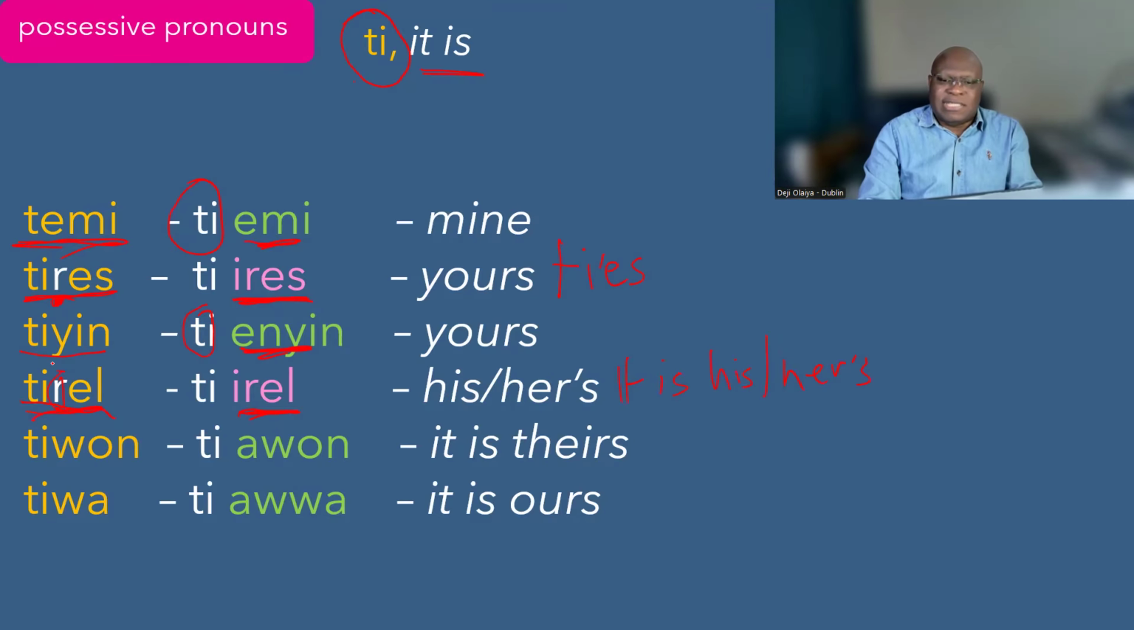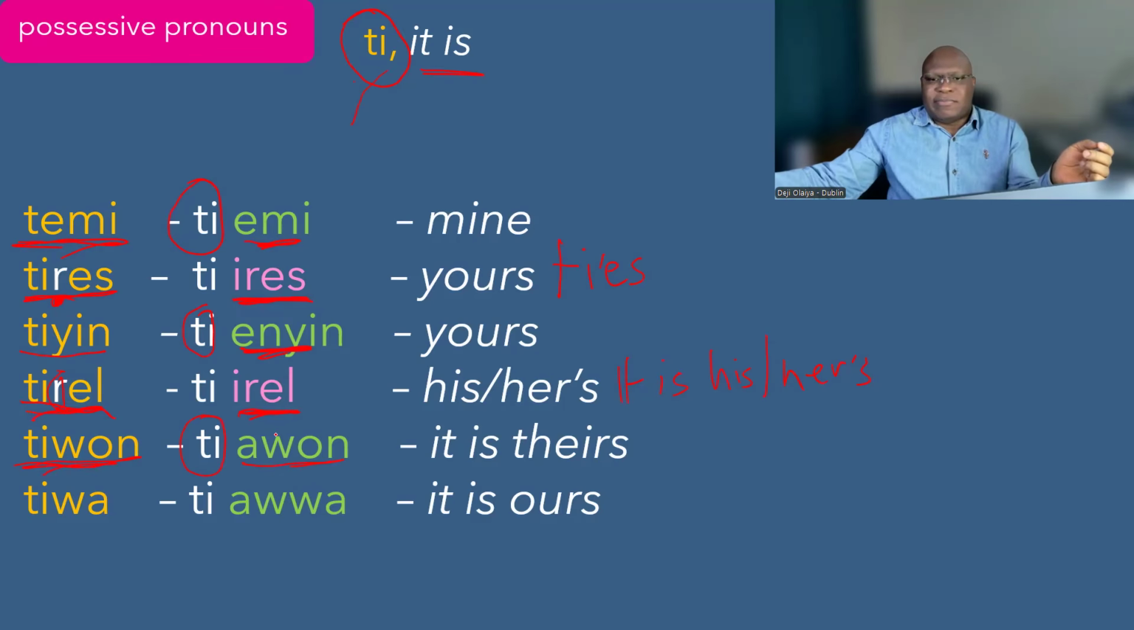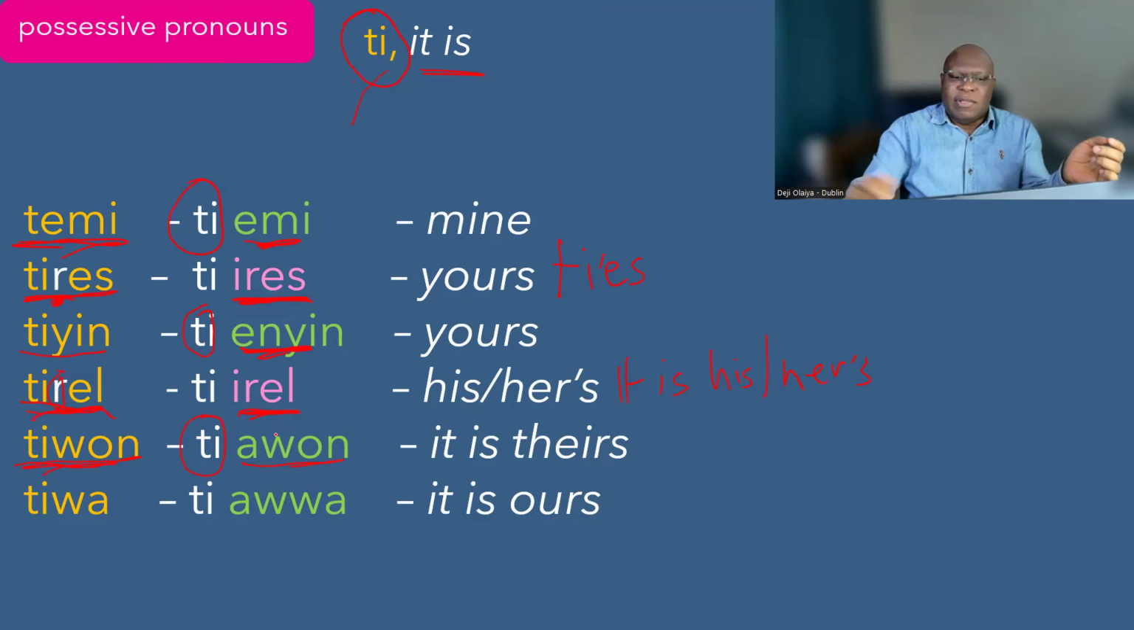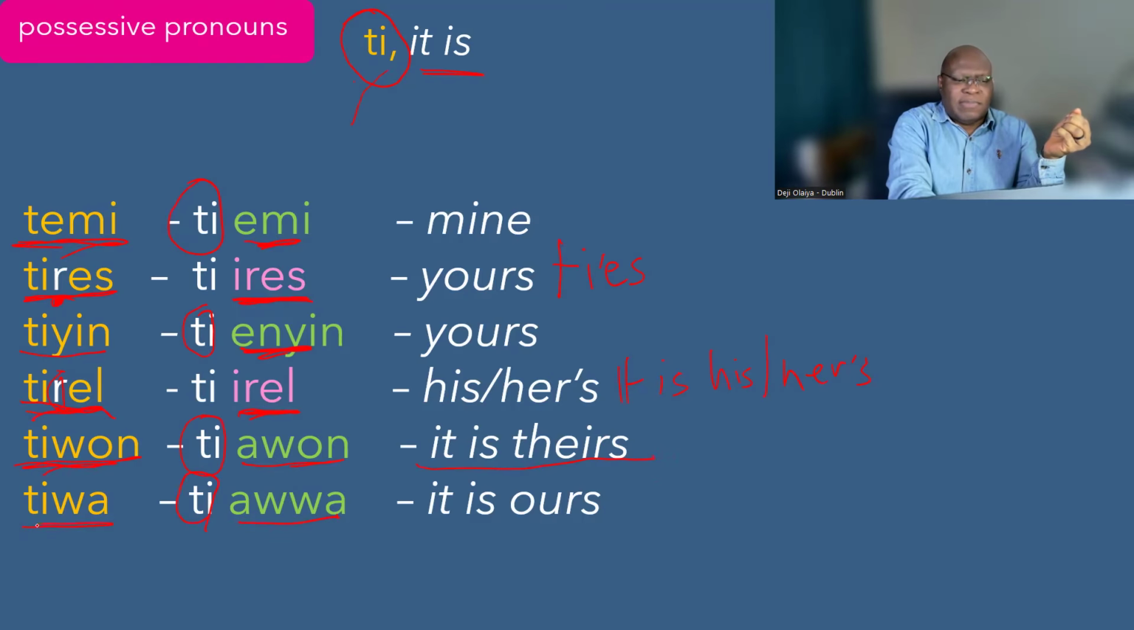Now, if you want to say it is theirs, many people say tiwani. That is ti, that's the verb, plus àwọn. Ti àwọn ni. But you say tiwani. It is theirs. And if you want to say it is ours, ti àwa ni. You say tiwa. Tiwani. It is ours. So that's the way that is done.